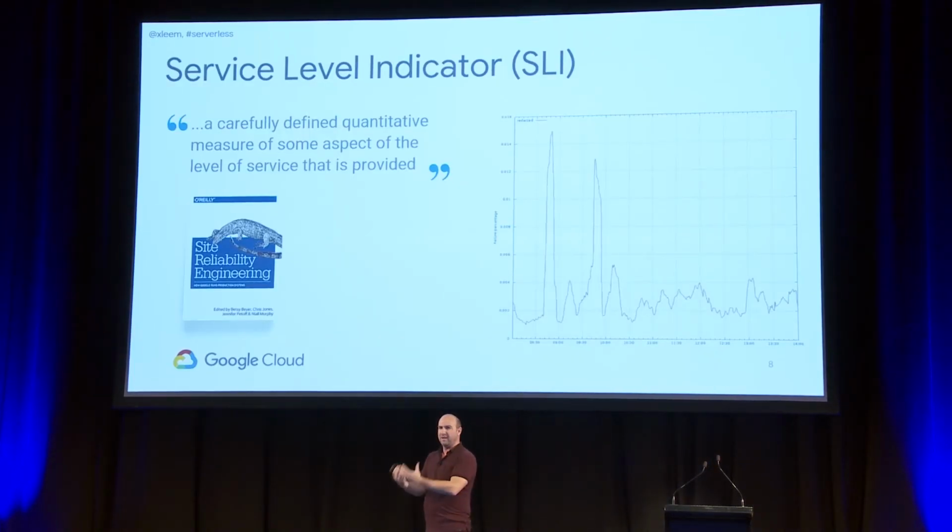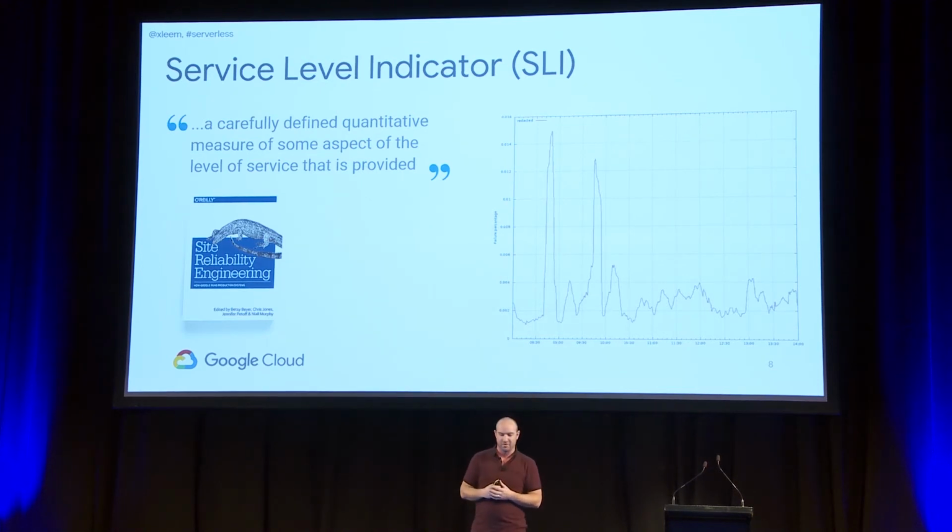So Google put out a book a couple of years ago on site reliability engineering. Basically, here's what we've found works internally for us. And one of the key concepts in that book was the service level indicator. This is how we go about quantifying trust. It's defined as a carefully defined quantitative measure of some aspect of the level of service that's provided.